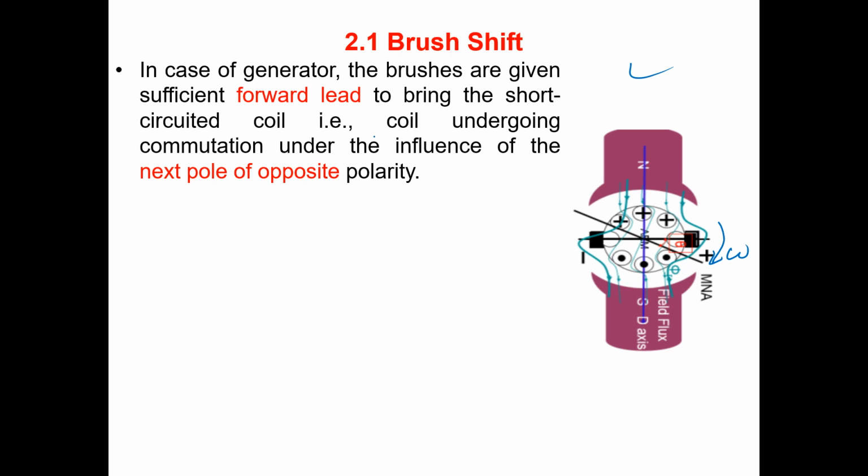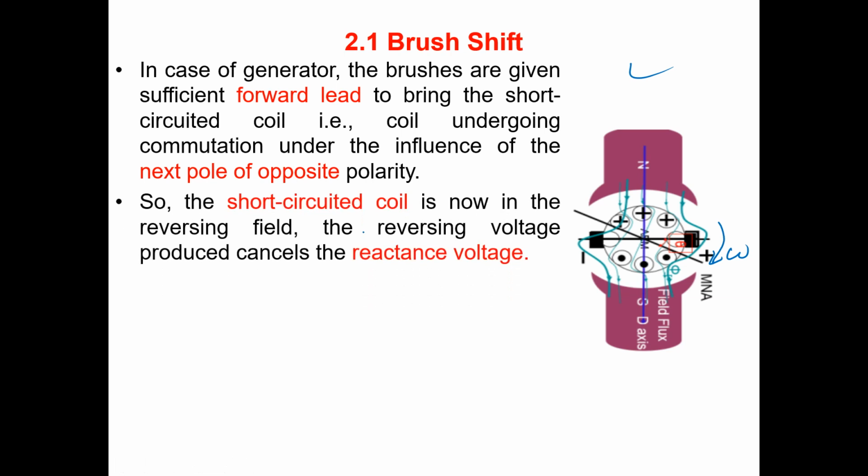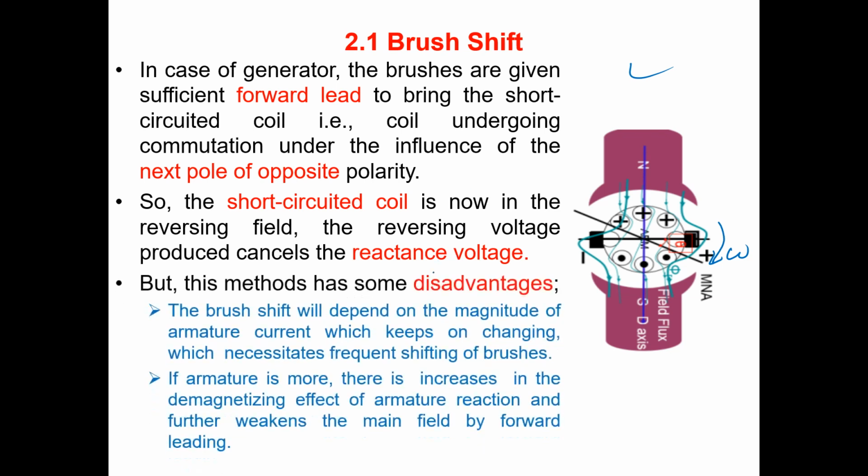This brings the coil undergoing commutation under the influence of the next pole, so the short-circuited coil is now in a reversing field, and the reversing voltage opposes the reactance voltage. But this method has some disadvantages. The brush shift depends upon the magnitude of current flowing through the armature, and it keeps on changing with respect to time.